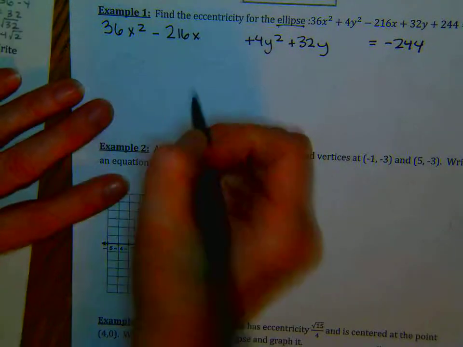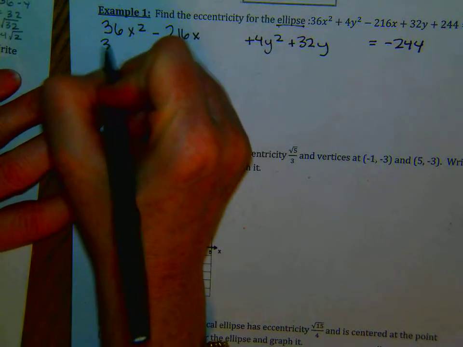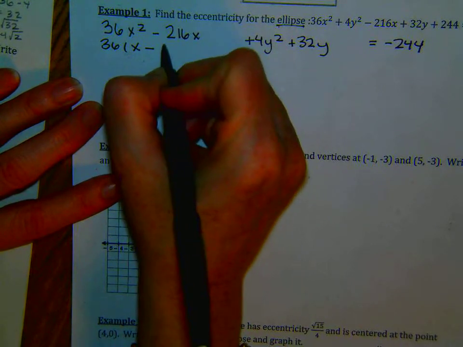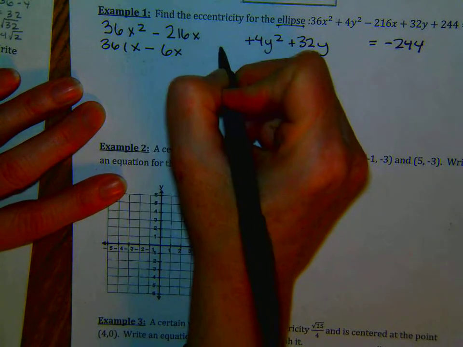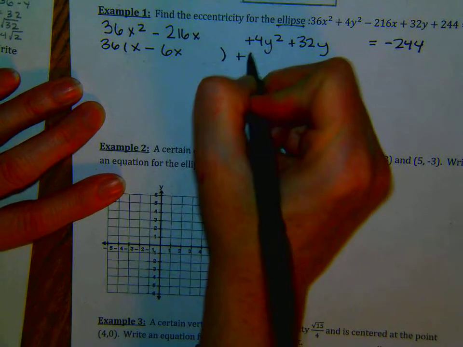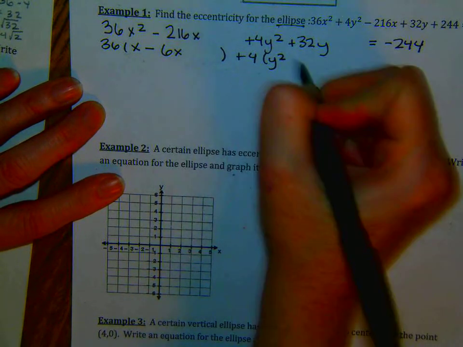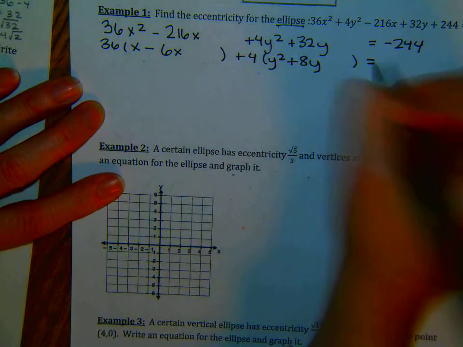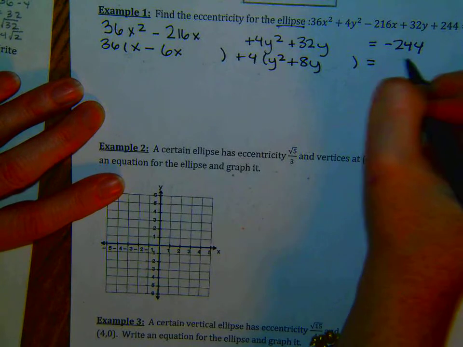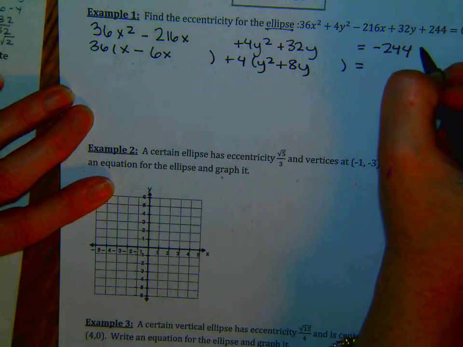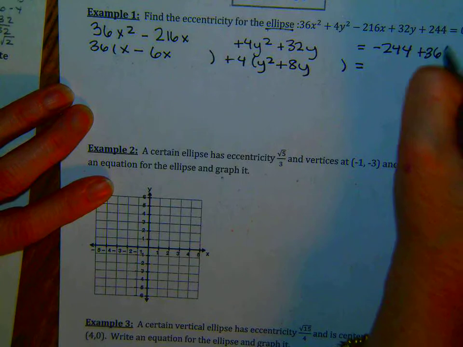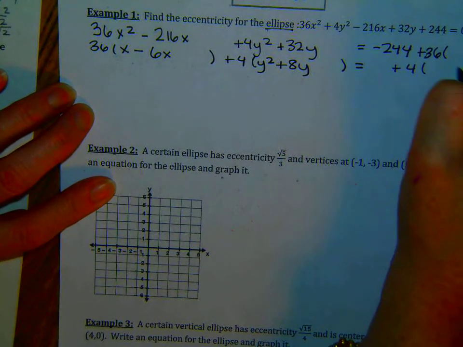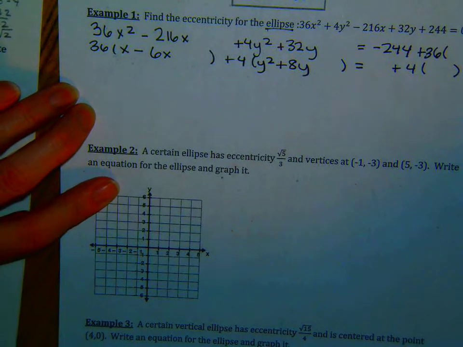All right, I'm going to divide out 36. 36 times x, divide 216 by 36, and it leaves me with 6x, leave a space. Plus 4 times y squared, divide 32 by 4, plus 8y, leave a space, equals negative 244 plus 36 times something plus 4 times something. All right, now we're going to finish completing the square.